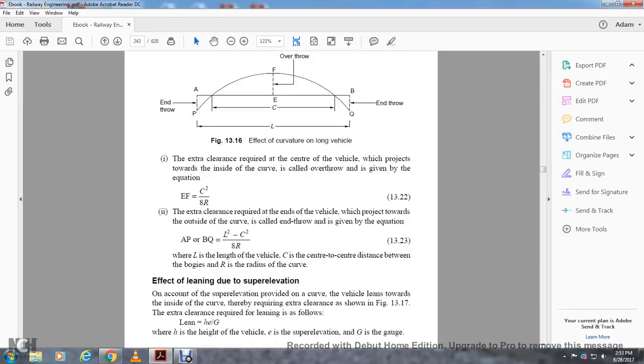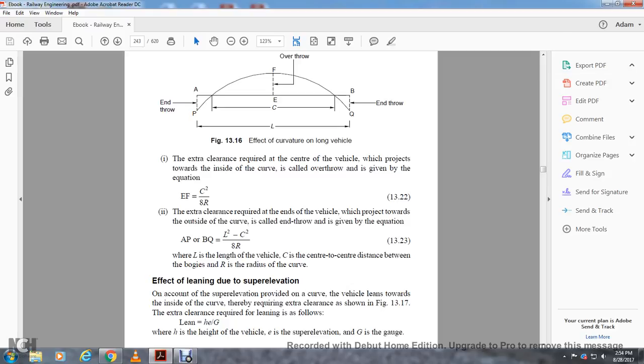The extra clearance required at the center of the vehicle, which projects toward the inside of the curve, is given by the equation EF equals C squared divided by 8R. The extra clearance required at the ends of the vehicle, projected toward the outside of the curve, is given by the equation AP or BQ equals (L squared minus C squared) divided by 8R. L is the length of the vehicle, C is the distance between the centers of the bogies, and R is the radius of the curve.